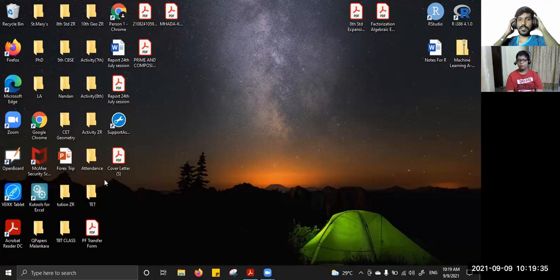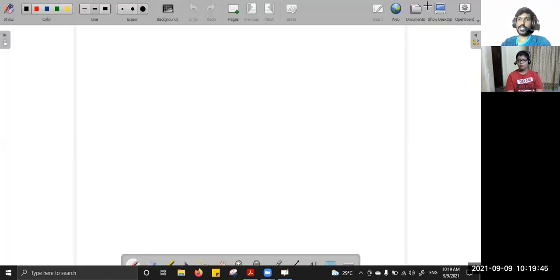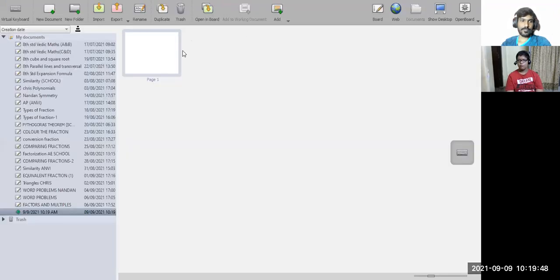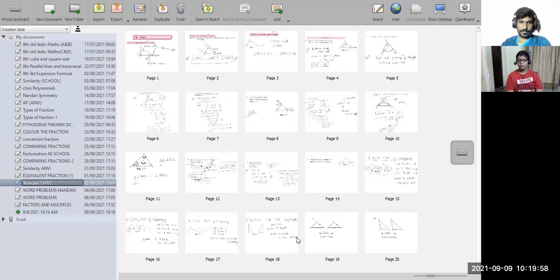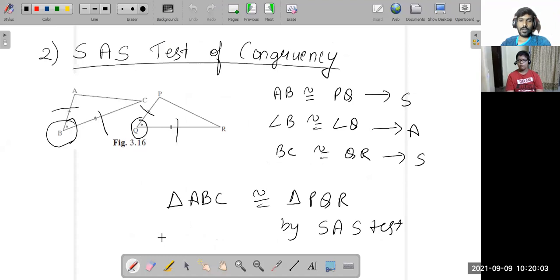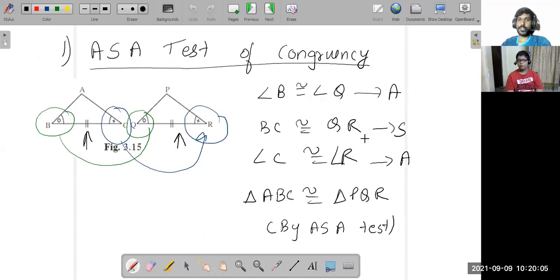Test of congruencies. Okay, we have started with tests of congruencies, and we saw 4 to 5 tests of congruencies. We'll just revise what we saw, and we'll continue with the exercise. So the first test of congruency which we saw was ASA test of congruency. ASA means angle, side, angle.